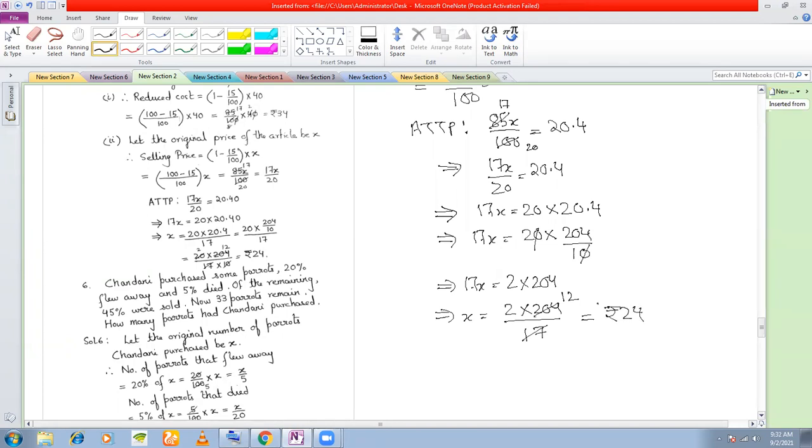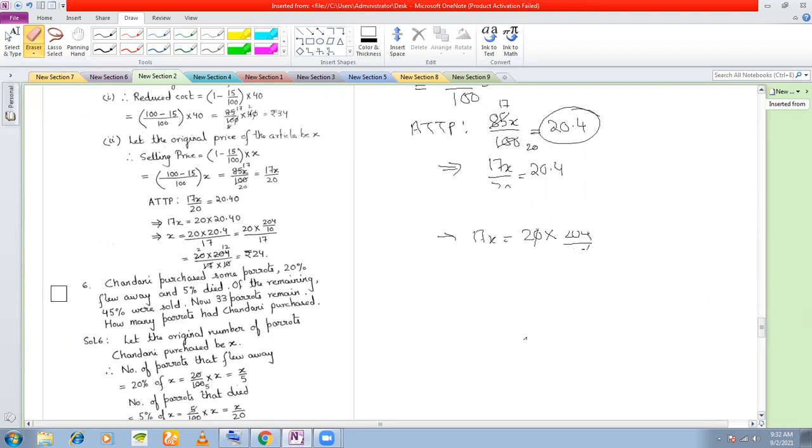So what was the original price tag? When you reached the shop and you saw the price tag, it was 24. But you paid how much? 20.4. Okay, because you're getting a price reduction of 15%. Fine. I'll move on to the next problem then.